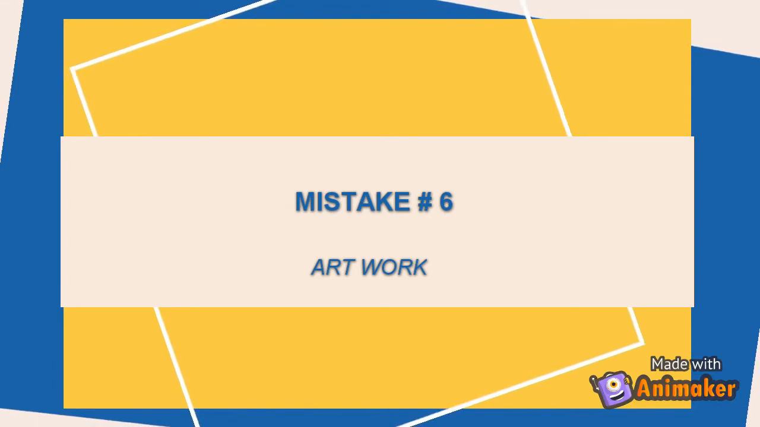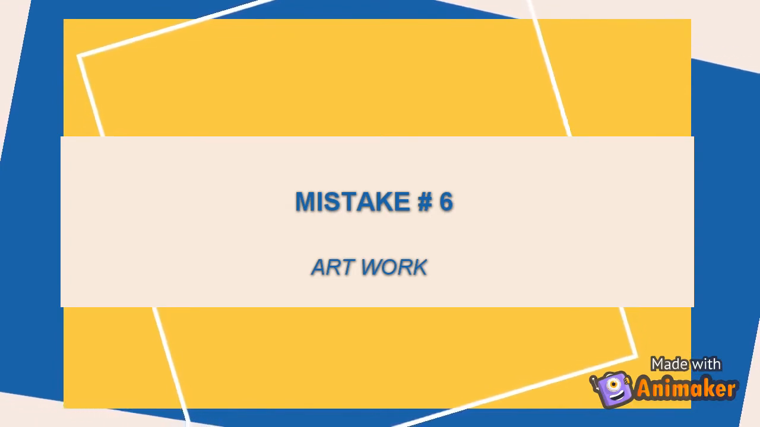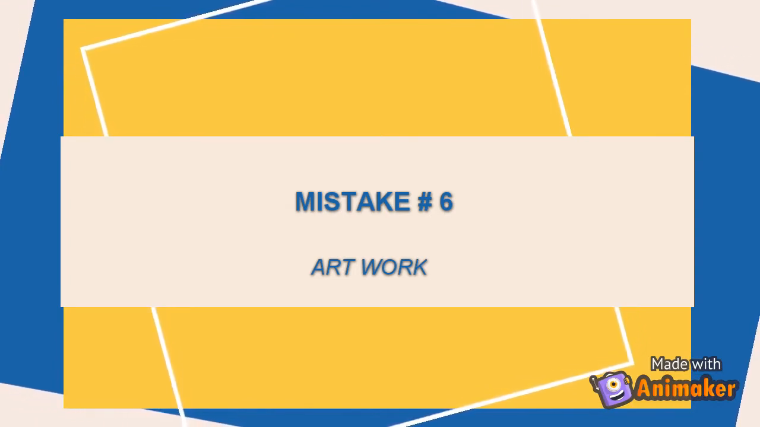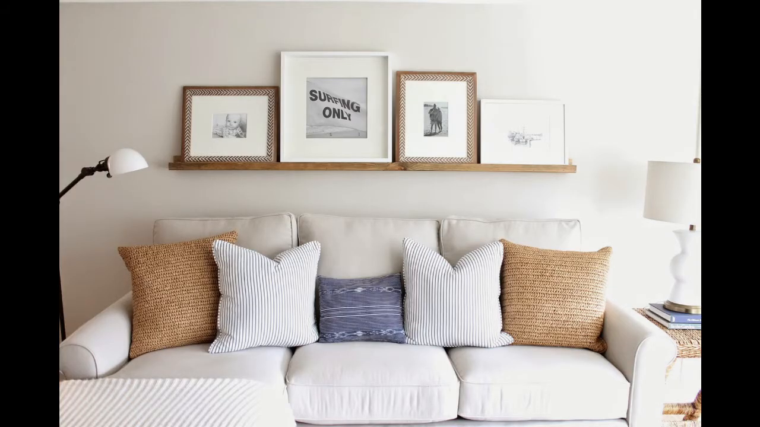Mistake number 6, hanging artwork. If you're gonna have a sofa and artwork behind it, which means they will share the same wall, the artwork shouldn't be way too high or way too low, because this artwork must be considered in relationship to the furniture with which it shares a wall.